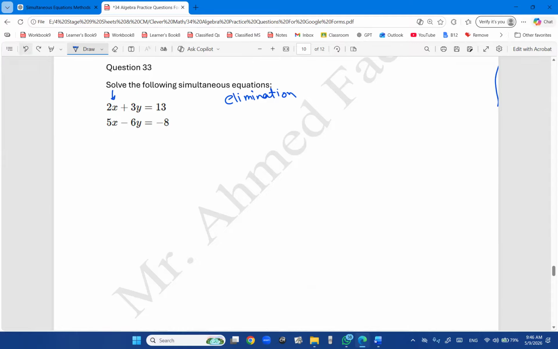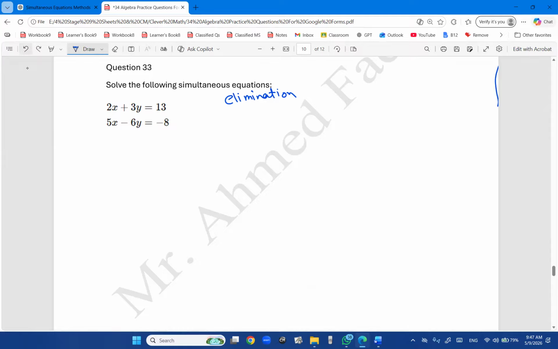But ask yourself, are they ready for elimination? How can I know if they are ready for elimination or not? Ready when the coefficients of one of the two variables are the same. What do you mean, mister? The coefficient is the number that is next to the x. So are they the same? Here I have a 2. Here I have also a 2. No, mister, I have a 5. So not ready for elimination. The x is not ready. The y: do I have here a 3? Do you also have here a 3? No, mister, I don't. So they're not ready for elimination either.